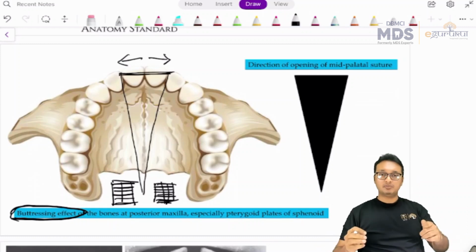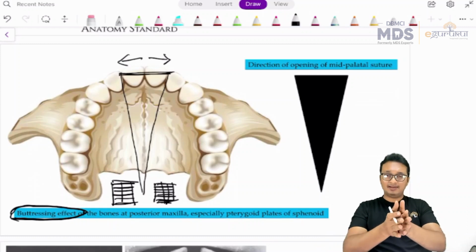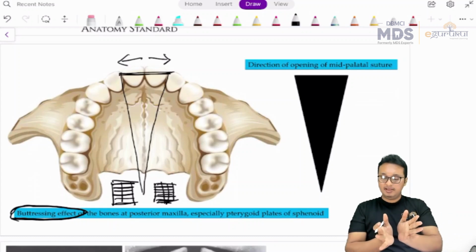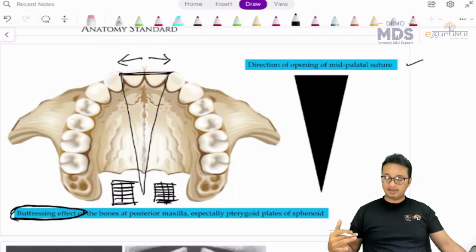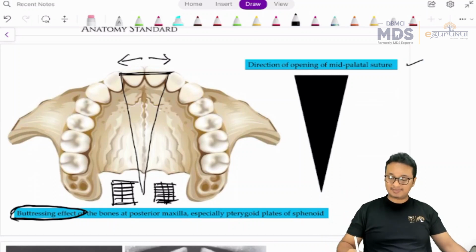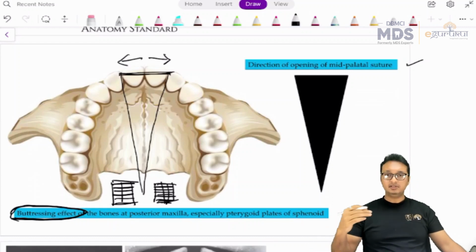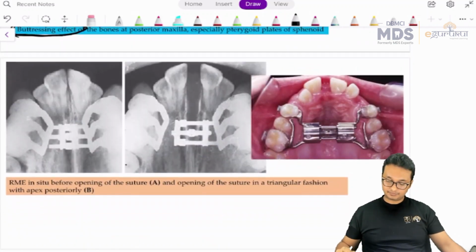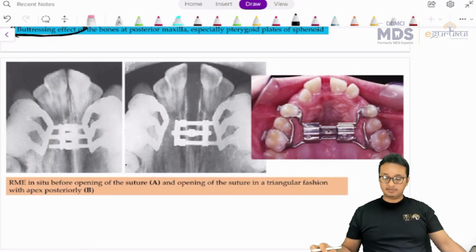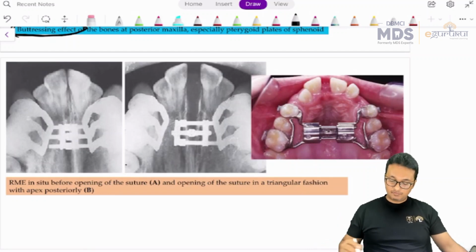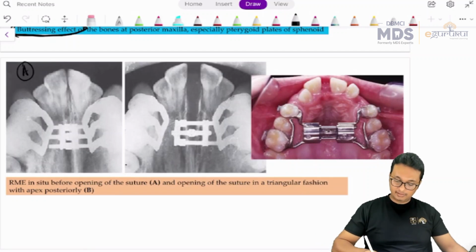So it becomes all the more easier to separate the maxilla at the anterior region rather than at the posterior region. Hence, the direction of opening of the mid-palatal suture is in a triangular manner, with the base at the maxillary incisors and apex towards the pterygoid plates of the sphenoid bones. Now, as you can see in this figure, this is one RME appliance which is called a Hyrax appliance, which is cemented onto the teeth in situ before opening of the suture. So here the sutures have not yet opened, and there is no midline diastema, as you can see here.